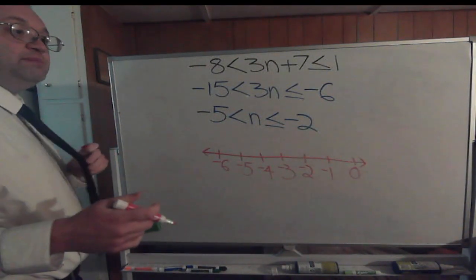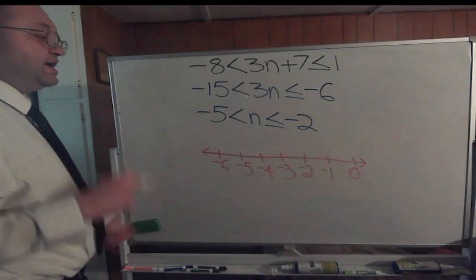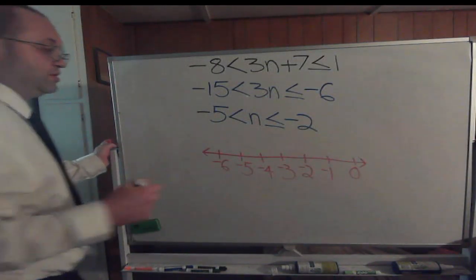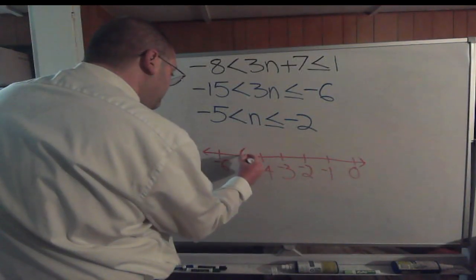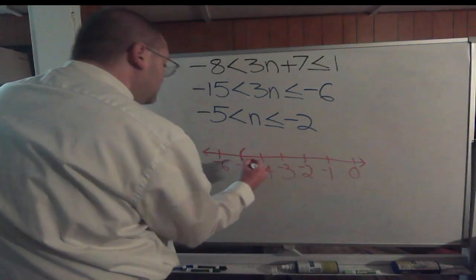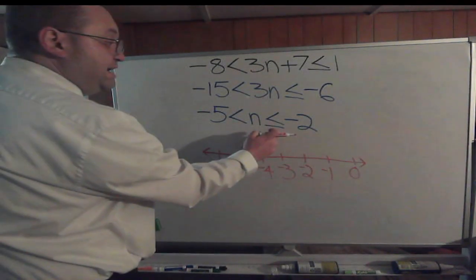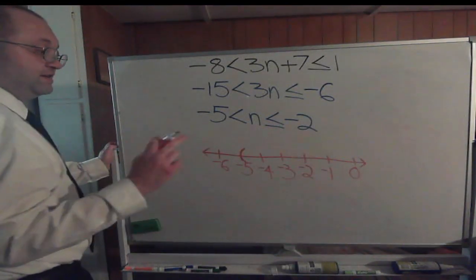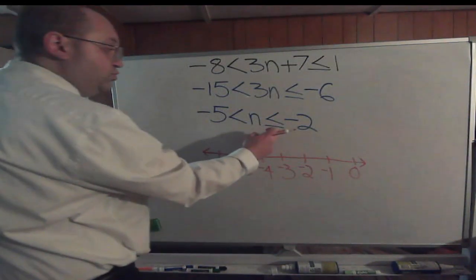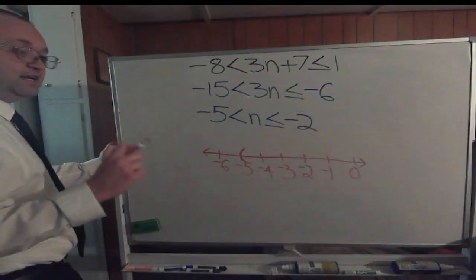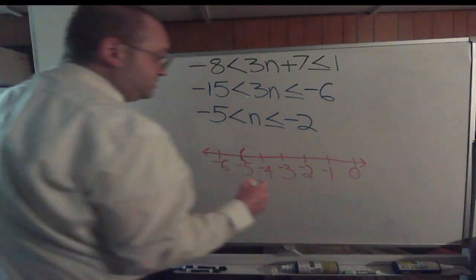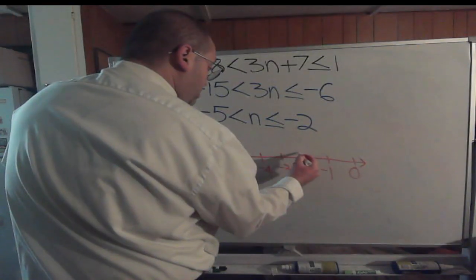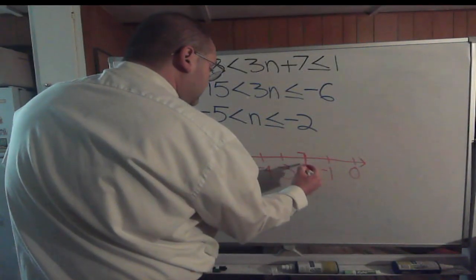Again, a parenthesis means you're not including that number, but you put it at that number. So the open part of the parenthesis will face to the right. And then n is less than or equal to negative 2. So since it's got the equal component, you put the bracket at negative 2. The bracket denotes we are including that number in the solution. So the open part of the bracket will face to the left.